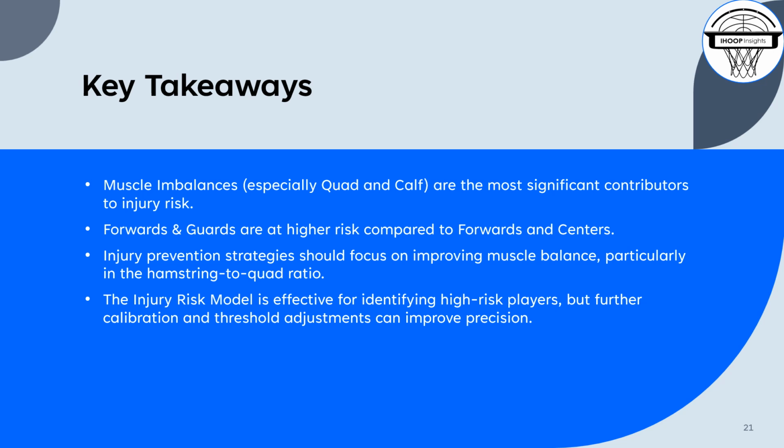So a few key takeaways. We know that the muscle imbalances, especially quad and calf, are the most significant contributors to injury risk. Guards are at a higher risk compared to forwards and centers, and forwards are also more prone to injuries, as we just saw from our model. Injury prevention strategies should focus on improving muscle imbalance, particularly in the hamstring to quad ratio. And our injury risk model is effective for identifying high risk players, but again, we can optimize the model by changing our parameters.